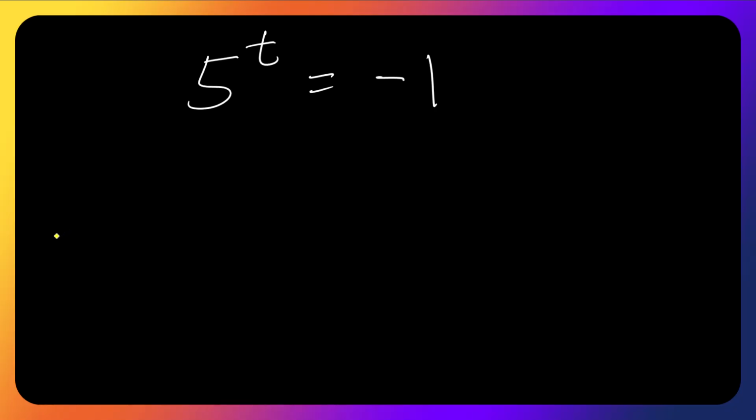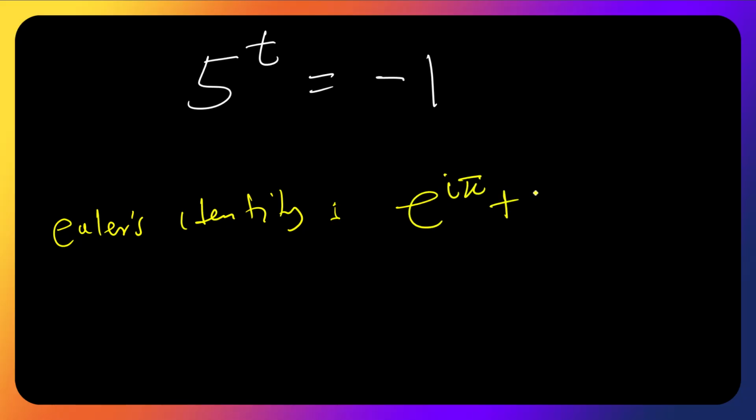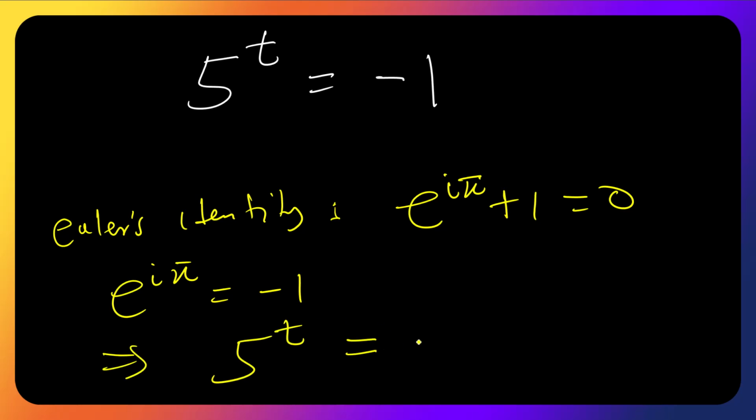But there is an identity called Euler's identity. So it says e raised to i pi plus 1 equals 0. So if I make this one the subject, e raised to i pi equals negative 1. It means in place of negative 1, I can put this one there. So that will make it 5 to the power t equals e raised to i pi.